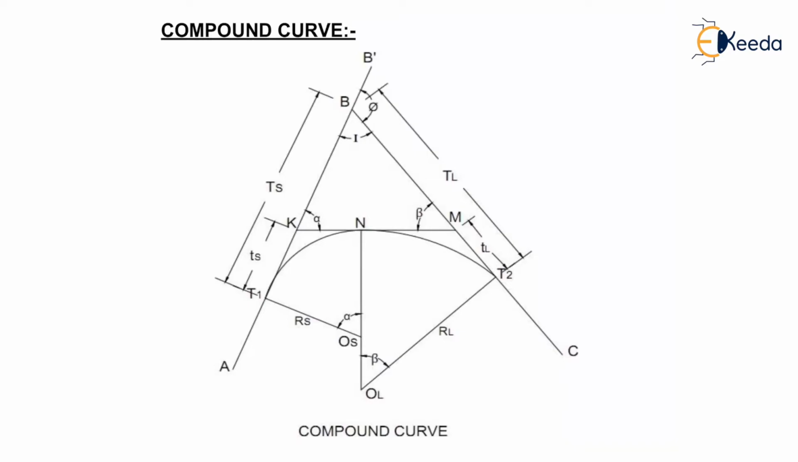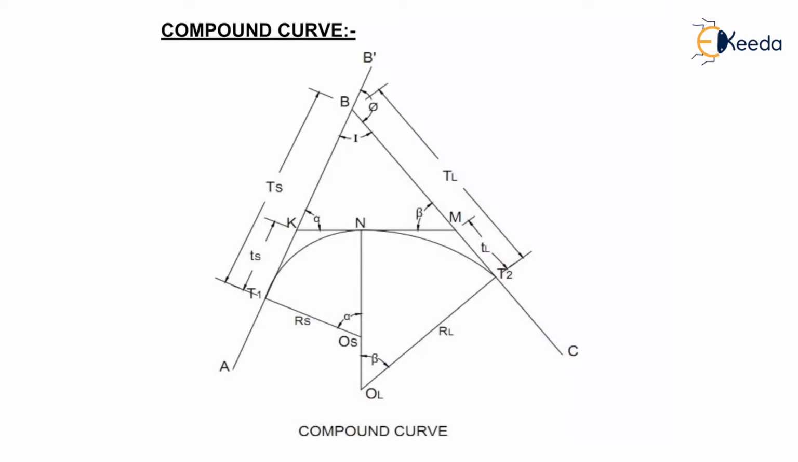Then the length of the common tangent, that is your KM, which is KN plus NM, can be found by using the formulas mentioned above: R_S tan(alpha/2) plus R_L tan(beta/2). Or you can simply add KN plus NM.